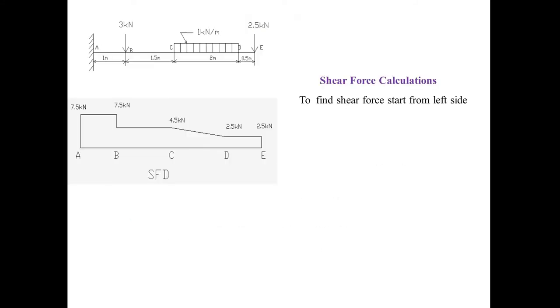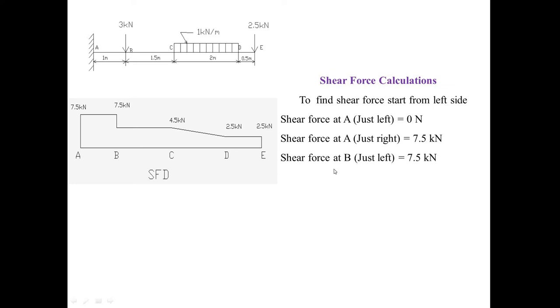Coming to the shear force calculation, this is the shear force diagram we will be getting. Let me check the shear force calculation. Shear force at point A, just left: there is no force just to the left, so it will be equal to 0. Then just right of A, the shear force will be equal to the reaction at this point, that is 7.5.